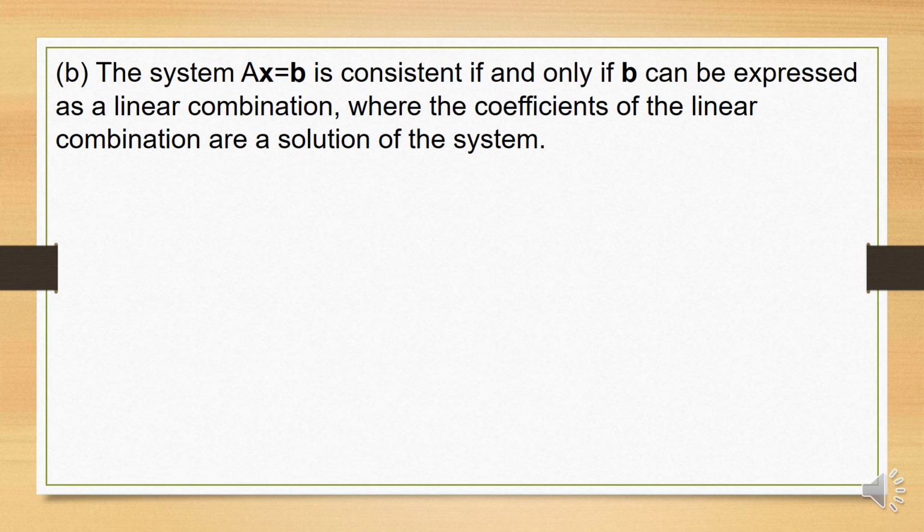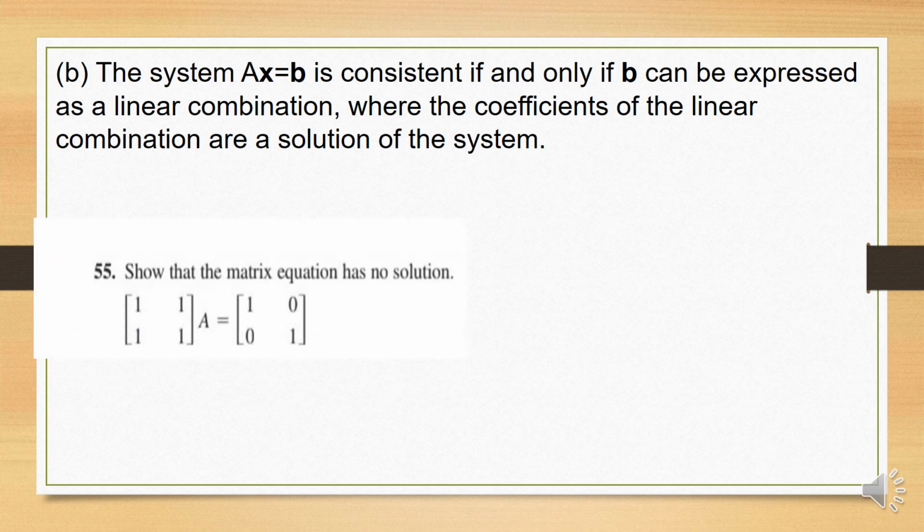And lastly, we have letter B. The system AX equals B is consistent if and only if B can be expressed as a linear combination, where the coefficients of the linear combination are a solution of this system. So we have an example here that shows the matrix equation has no solution.